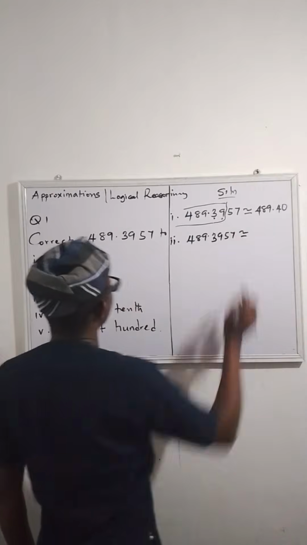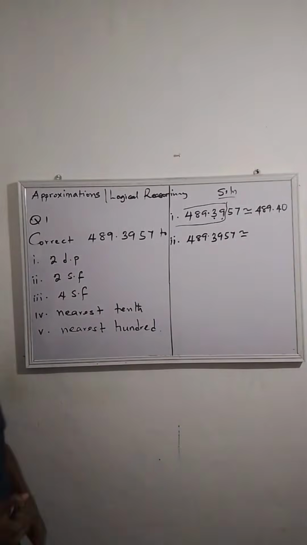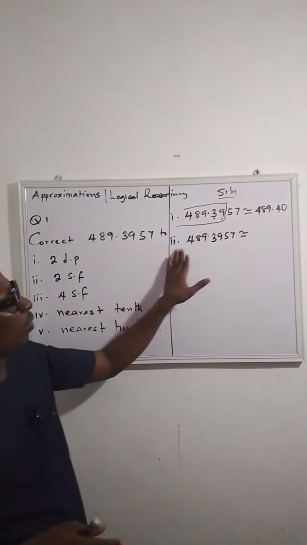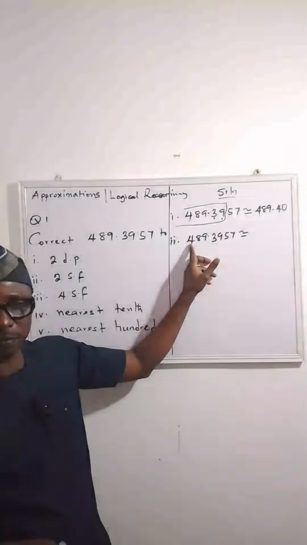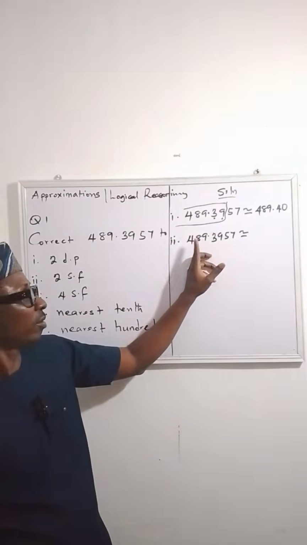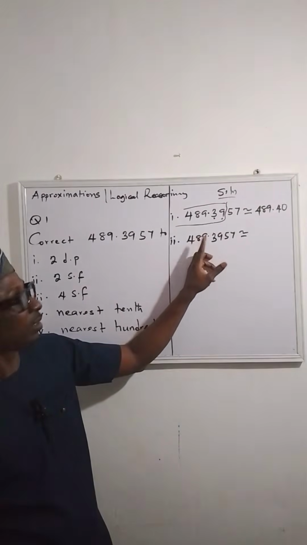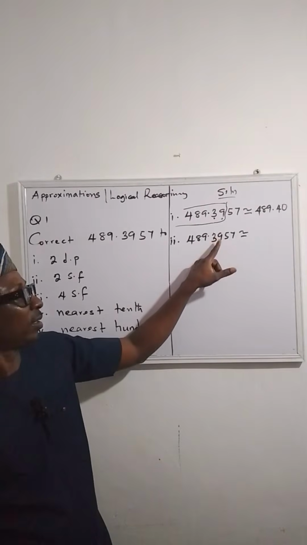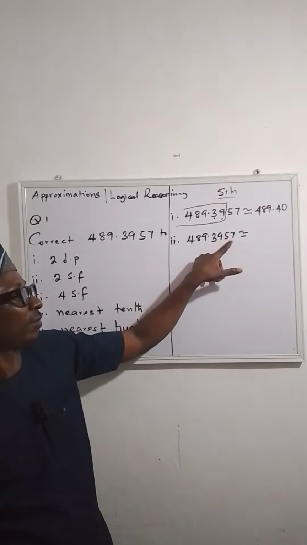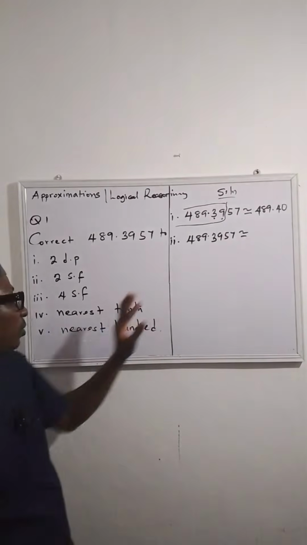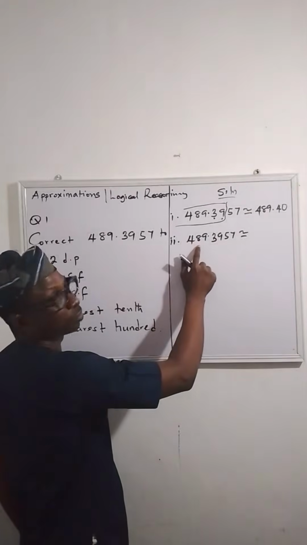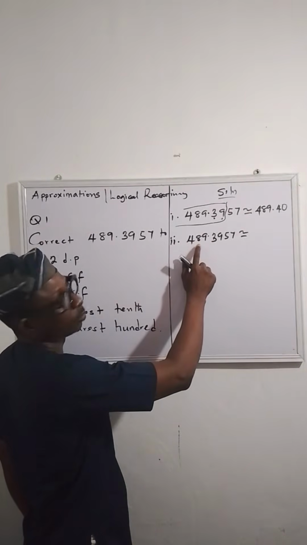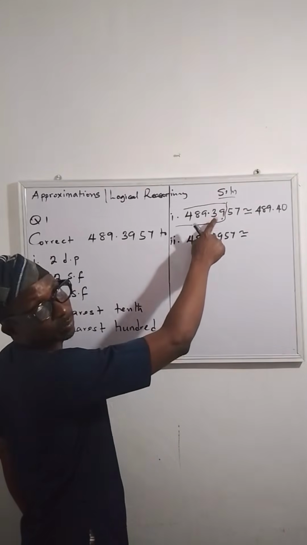489.3957 to 2 significant figures. Alright, so now let us look at the whole number here. 4 is the first significant figure here. The second significant figure here is 8, followed by 9, followed by 3, followed by 9, and 5, 7. But you have to correct to 2 significant figures. So you count the first 2 significant figures.